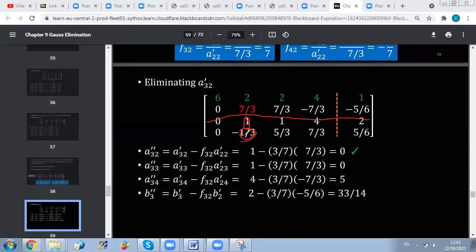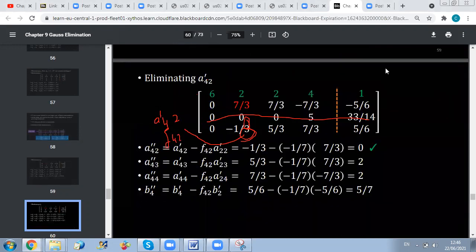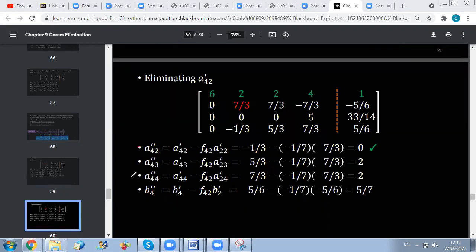This is why now, since the term to eliminate هون هو A prime 4,2, then I should define F42 as minus 1 over 3 over the pivot element. Okay, so you will get then F42, okay, which is minus 1 over 7, and then you can update in a similar way the coefficient. So you will get A second 4,2, A second 4,3, A second 4,4, and B second 4, which will replace. So هون مثلا minus 1 over 3 اللي كانت minus 1 over 3 حتصير 0.